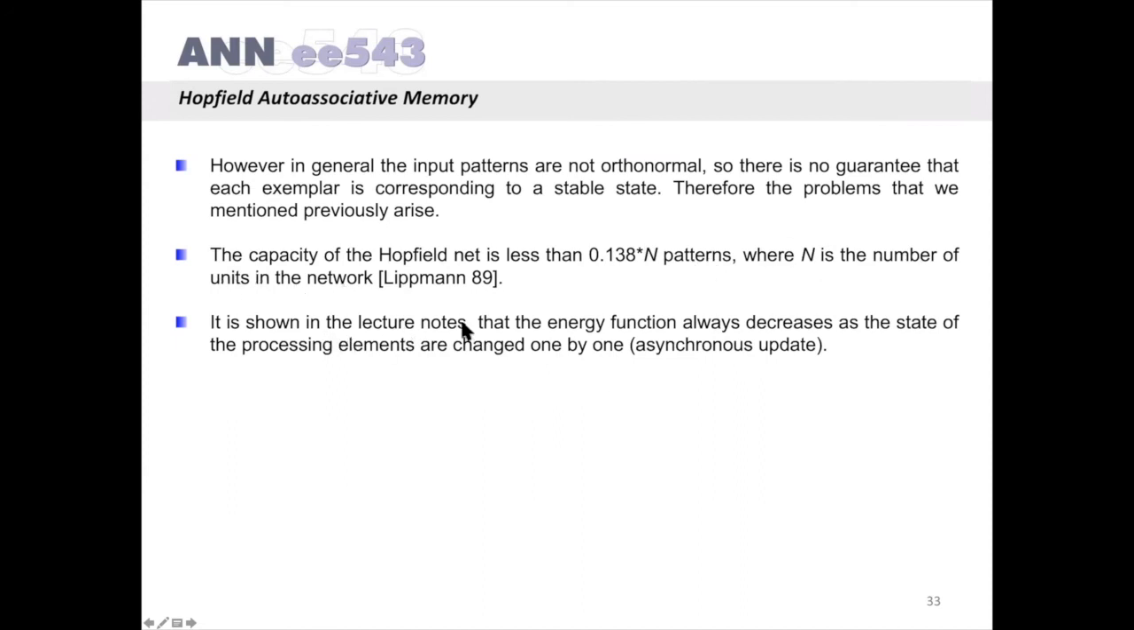It should be noticed that the energy function of the discrete Hopfield network, which is a special case of the continuous Hopfield network, is considered as the states of the processing elements are changed one by one for the asynchronous update.